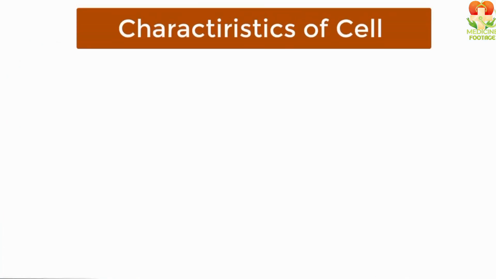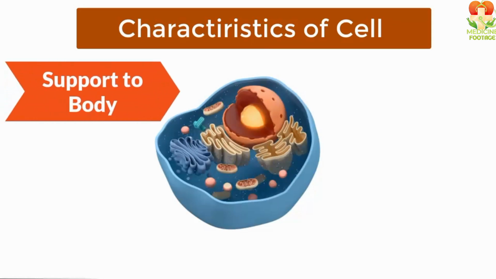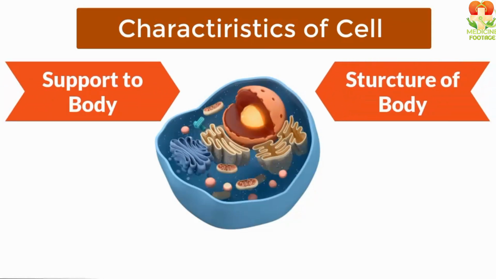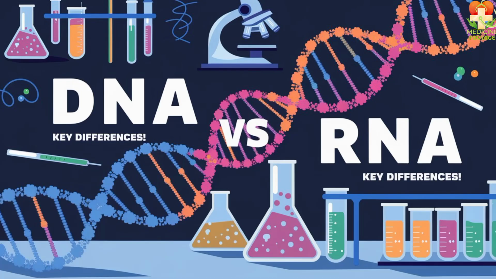Now, let's discuss the characteristics of a cell. A cell provides support on one side and on the other hand, it provides structure to the body. All living organisms, regardless of their type, are made up of cells, which means the cell plays a role in giving structure and support. Inside the cell is the nucleus. This nucleus contains hereditary information in the form of DNA. I have created a detailed lecture on DNA and RNA. You can watch my lecture by visiting my channel.